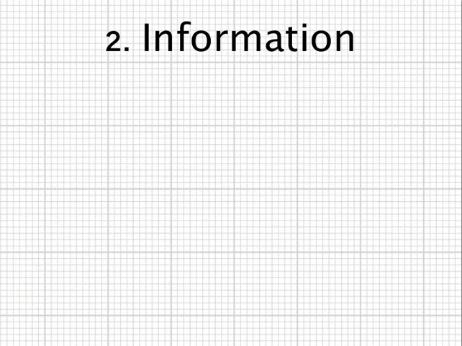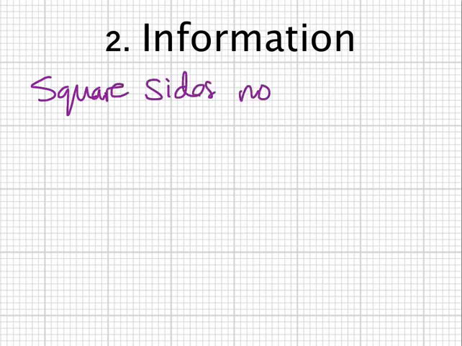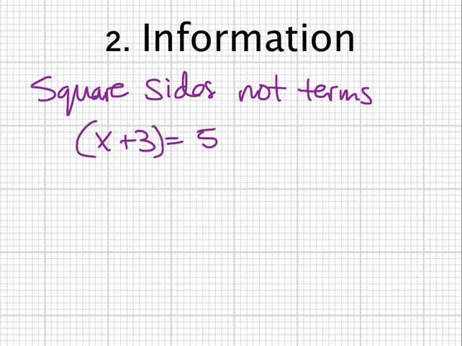One last thing that you need to keep in mind when you're solving radical equations is you do not want to square the terms. You're going to square the sides, not the terms. What I mean by that is, let's say I had x plus 3 equal to 5. If I square both sides, I would have, well, that's not really a good example. Let me look at, let's say I had 4 plus 3 equals 7.